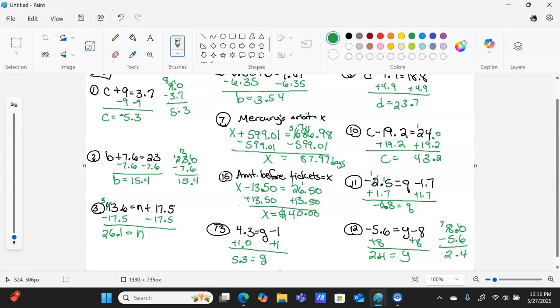Now, a part of this is writing the equation. This is pre-algebra, not 6th grade math. So we are learning to write equations here. And so, yes, you do need to have the equation.